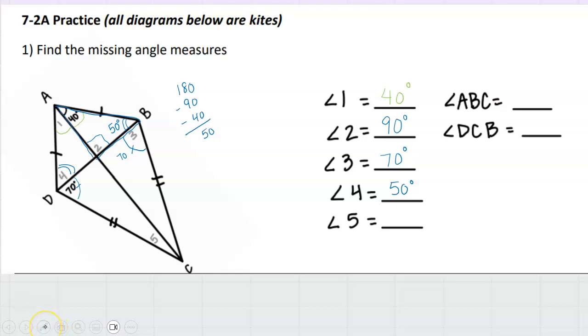And then I can look at this triangle. This is a right angle because the diagonals are perpendicular. So 90 plus 70 is 160. So angle 5 is going to be 180 minus 160, or 20.